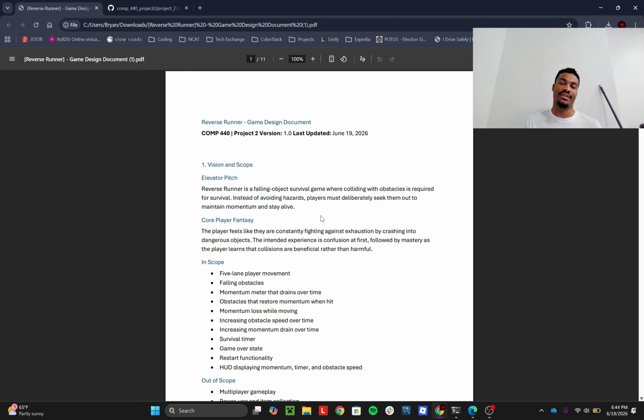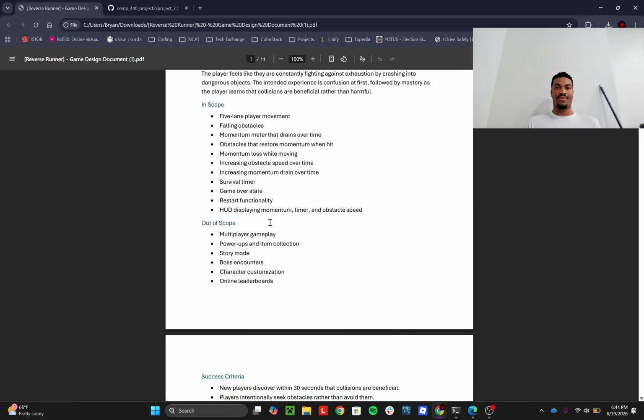Now for the GDD. Basically, my elevator pitch was that Reverse Runner is a falling object survival game where colliding with obstacles is necessary for survival. And the core player fantasy is controlled risk-taking, because instead of avoiding danger, the player has to actively seek it out to continue the game.